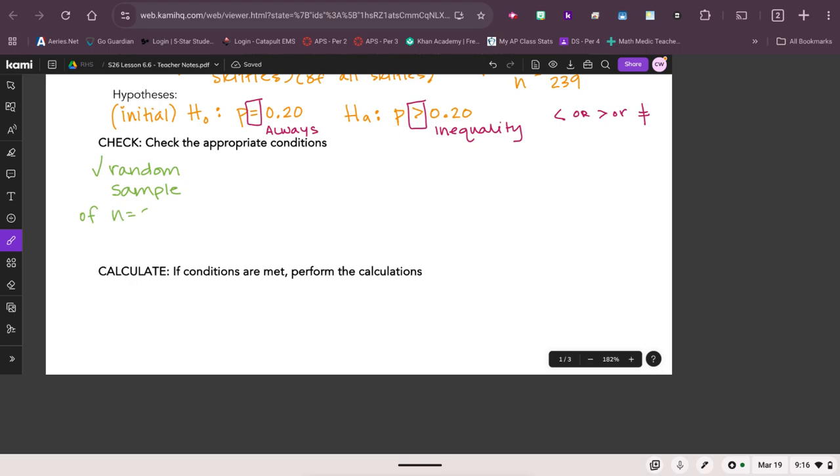Of n equals 239. I'm just going to put in parentheses that we're assuming this. That's okay. We don't know for a fact, but I didn't specifically go find you guys certain Skittles, so you're good.